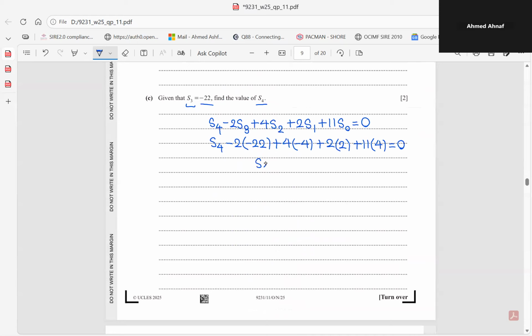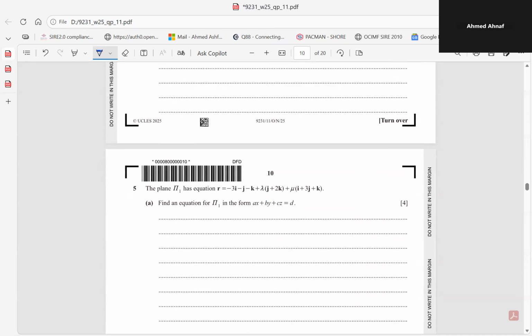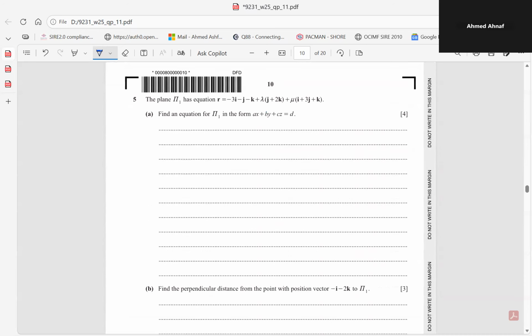Okay, then you just rearrange everything. You'll get minus 44 minus 4 plus 16 negative 44. You'll get negative 76 as your final answer. Let me double check that. 44 minus 16 plus 4 plus 44. Yep, you'll get negative 76 as your final answer. So yeah, with that, we can move on to the next question.